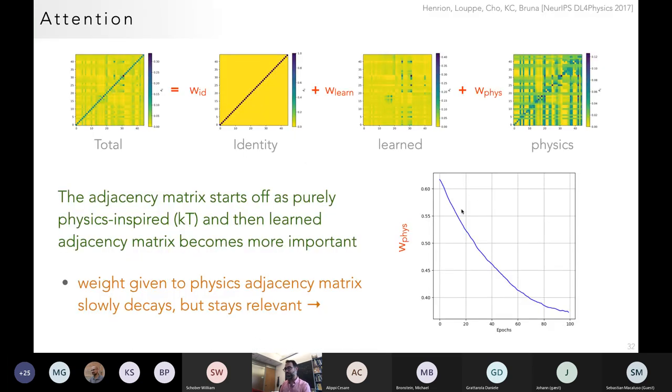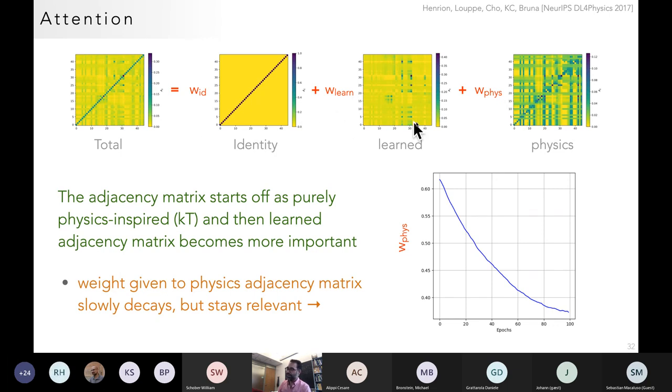I'm not going to go through that too much, but we did do that, and that was cool. And one of the things that we did is we did try to learn the adjacency matrix. When we parameterized the adjacency matrix, we said, okay, we'll have a piece that's the identity, which is just feeding back to each node to itself. We'll have a physics component, which is going to be fixed. So that's the convolutional piece. And then we'll have a learned component, and then we'll put coefficients in each of these. And then let's basically see what happens.